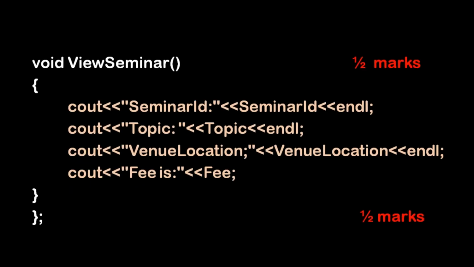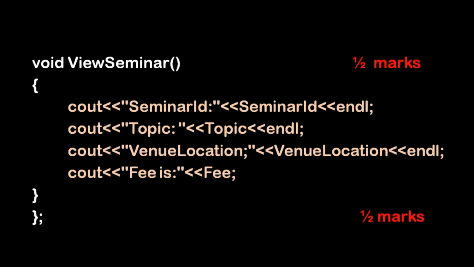Next you will see the next function, void view seminar. This is the output function which carries half a mark. See cout seminar ID, all the data I am printing here. Seminar ID I am printing, topic I am printing, venue location I am printing, and then the fee I am printing. endl is used for the new line character, and then the closing bracket. Up to this half a mark will be given, if the format is right and all the 4 values are printed.